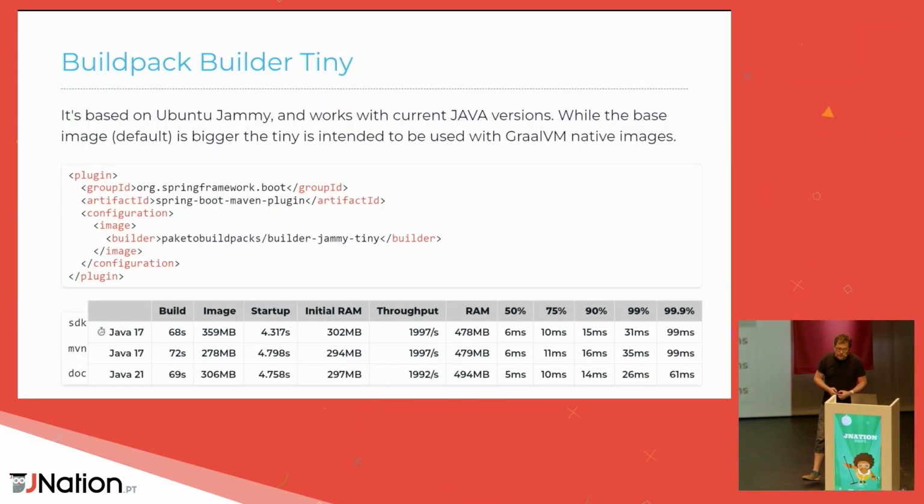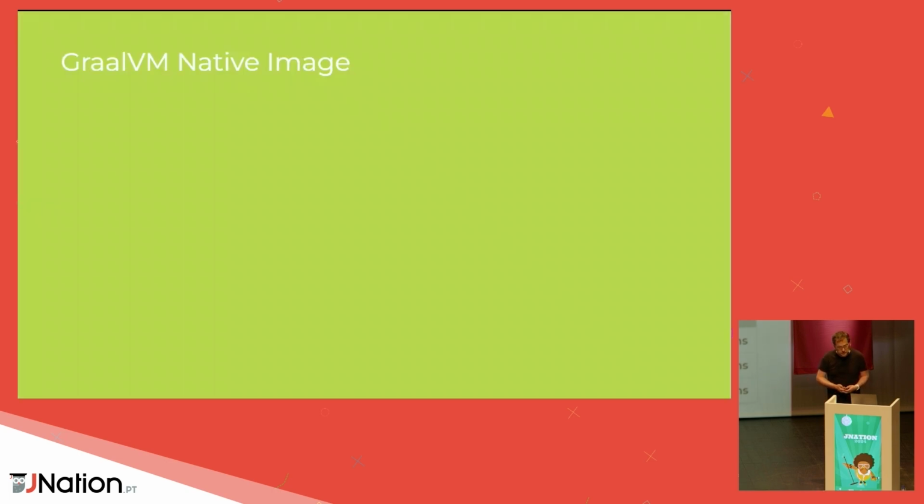Since the BellSoft builder is only capable of working with Java 17, for Java 21 I had to find another way, and there is a tiny builder. The buildpack by default uses the default builder, not the tiny one. So if you choose the tiny one, which is usually used for GraalVM native images, you can do Java with that. And it gets even tinier. So that's awesome, right? That's just another way of optimizing things.